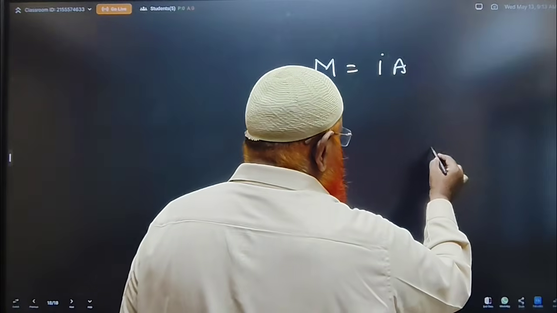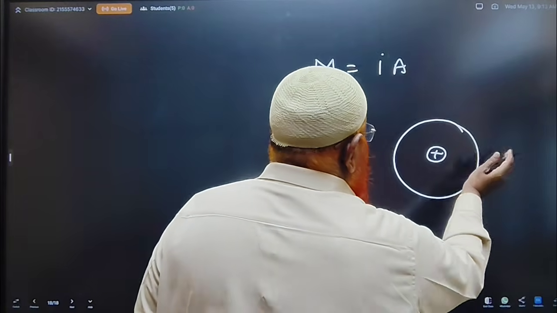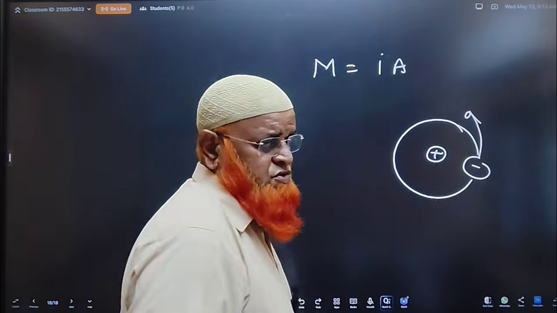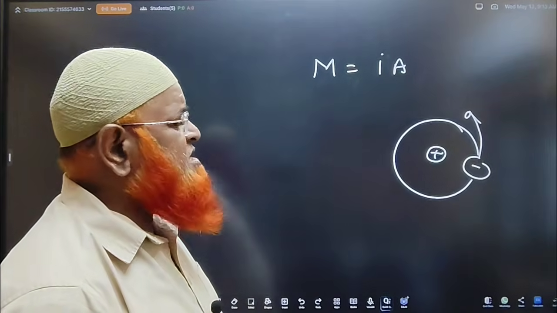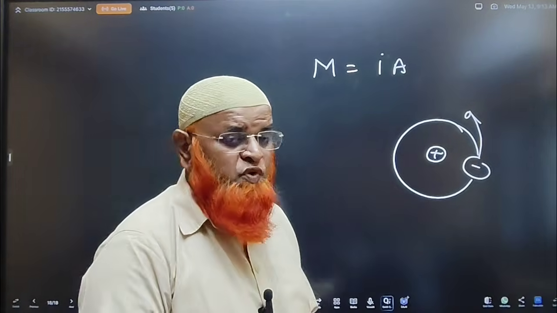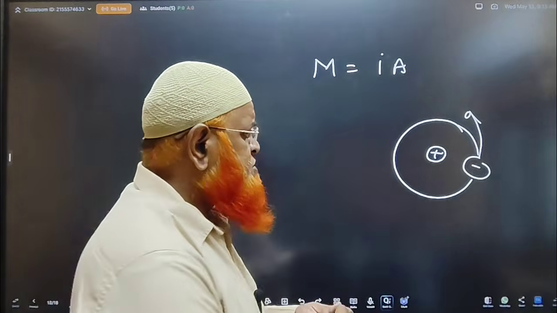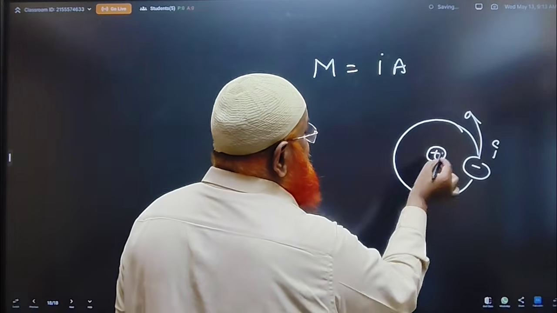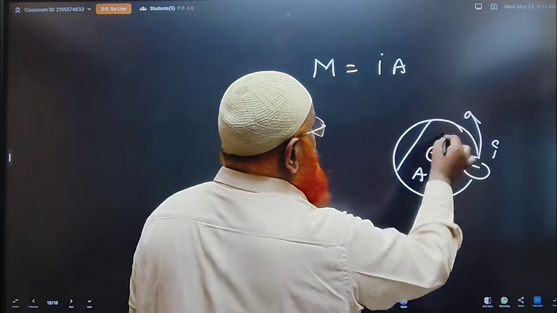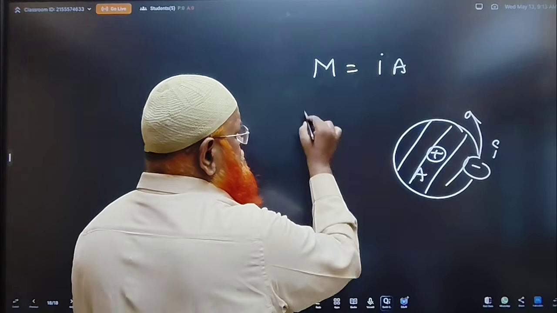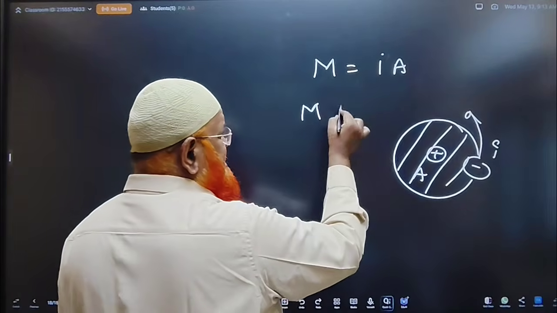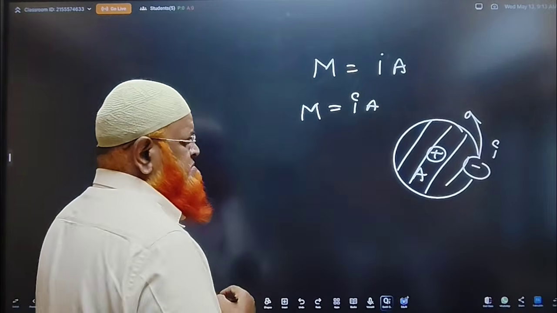Now just see here, if you consider any atom, positive charge is there, and surrounding that, electron is revolving around the positive charge. Because the electron is revolving, moving electrons create current. The current produced by the moving electron is I, and the area of this atom is taken as A. So magnetic moment because of this atom is nothing but I into A.